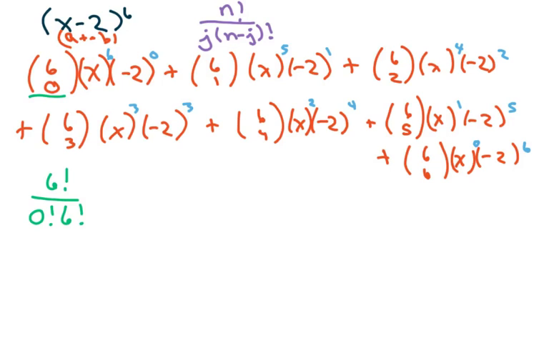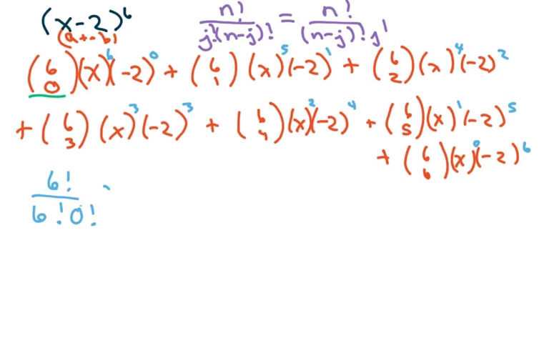This is hard to do the periods. Okay, I change this to n factorial over (n minus j) factorial times j factorial. So what I'm going to do is rearrange this. When I do the first one, I'm going to do 6 factorial over 6 factorial, then 0 factorial. Then I have these matching. If you notice, this 6 matches here, and this 0 matches here.